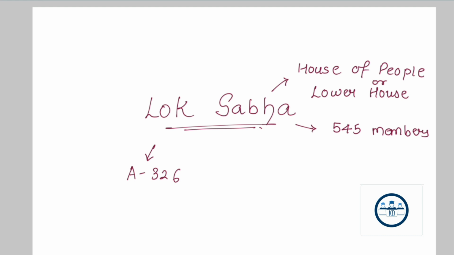The Constitution provides the maximum strength of the House, which can be 552 members. So these are the number of members, and the maximum it can hold is 552 members. It has a term of 5 years.